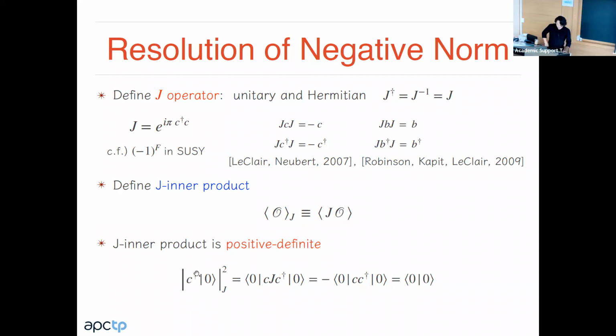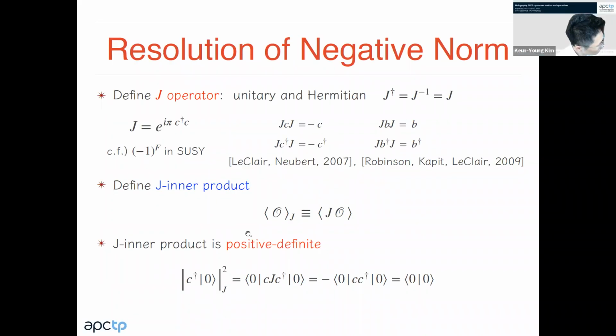For example, if you calculate this one without J, you will have this minus sign here, but J flips the sign of the C oscillator, so you obtain the C with minus one here, and now the norm of the vacuum is the same as the excited state. So now it gives a positive definite norm. Then why do you take the vacuum as the usual norm only?